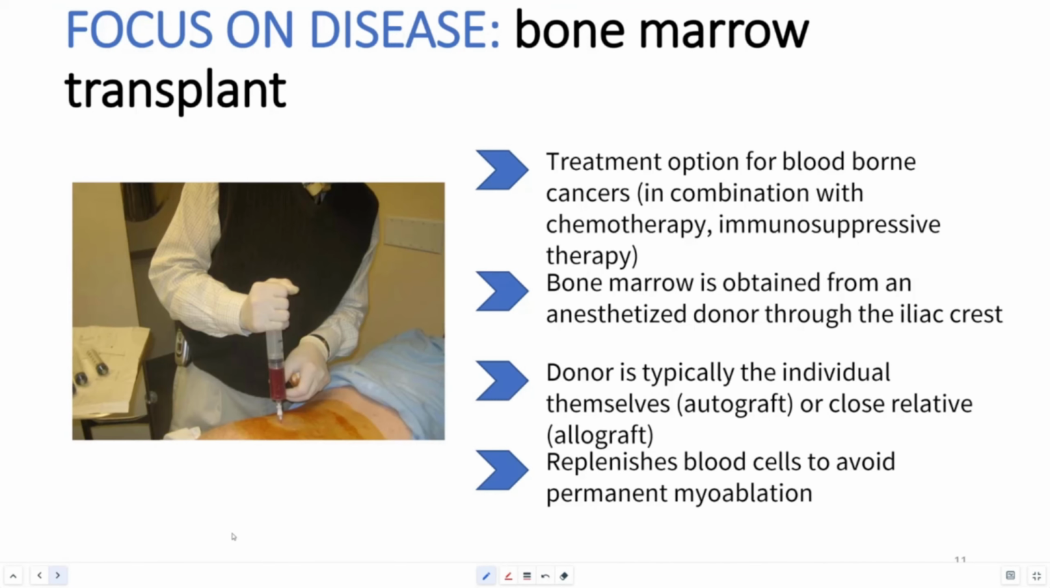One clinical application is bone marrow transplant. This is a treatment for blood-borne cancers in combination with chemotherapy as well as immunosuppressive therapy. The bone marrow is obtained from an anesthetized donor through the iliac crest around the pelvic bone. Extremely painful. The donor is typically somebody that's related or close to the patient, and you can extract that bone marrow and then help replenish the blood cells to avoid any kind of permanent damage. This is a very grueling and painful process, as you can see in the image.